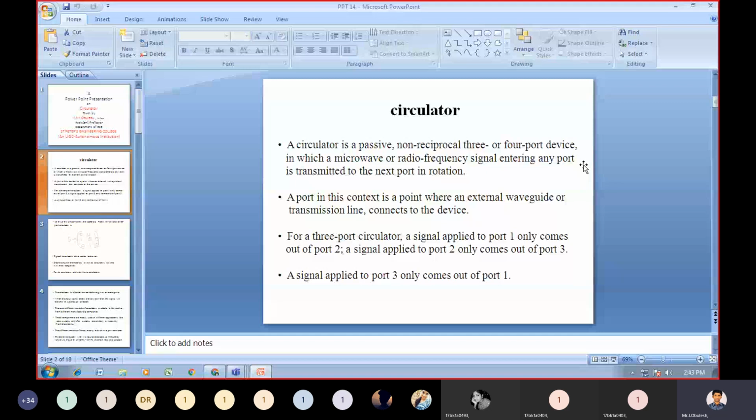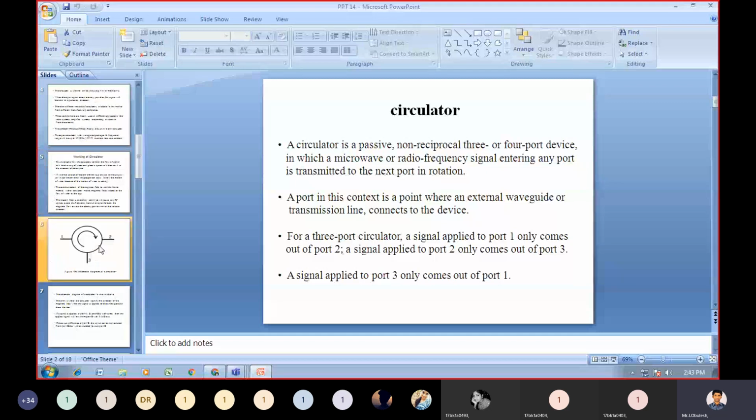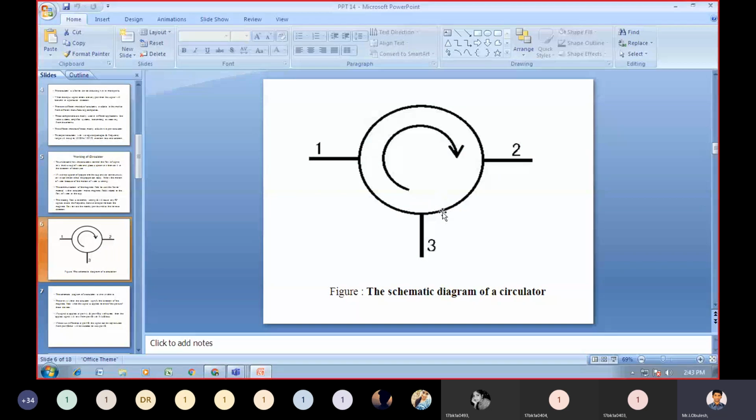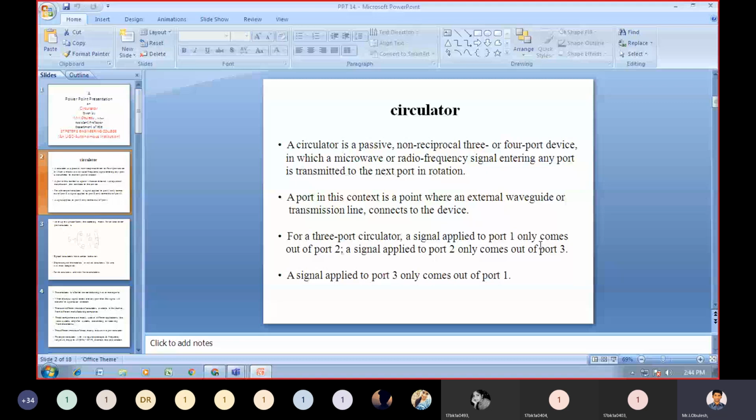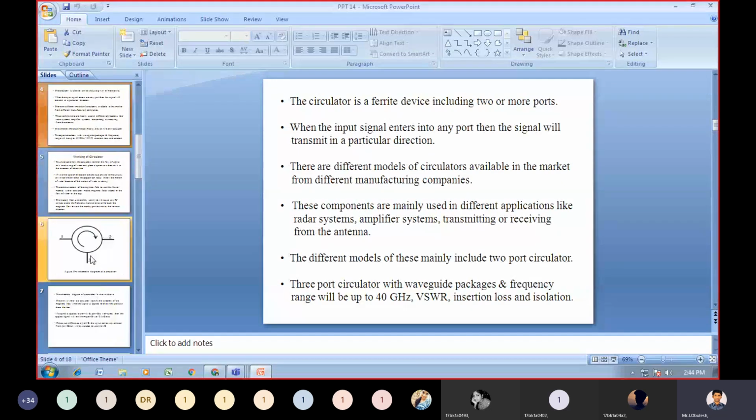For example, let us assume we have a 3-port circulator. This is the schematic diagram of a circulator, which will have 3 ports, 1, 2 and 3. Fine. So for the 3-port circulator, a signal is applied to port 1.